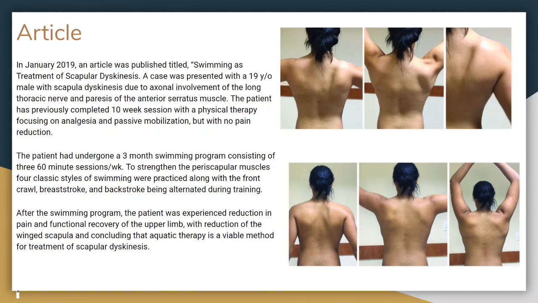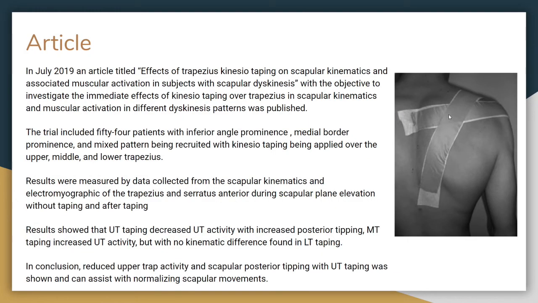In July 2019, an article titled "Effects of Trapezius Kinesiotaping on Scapular Kinematics and Associated Muscular Activation in Subjects with Scapular Dyskinesis" was published, with the objective to investigate the immediate effect of kinesiotaping over the trapezius in scapular kinematics and muscular activation in the different dyskinesis patterns. The trial included 54 patients with inferior angle prominence, medial border prominence, and mixed patterns, with kinesiotaping being applied over the upper, middle, and lower trapezius.